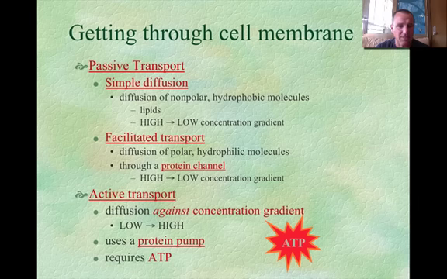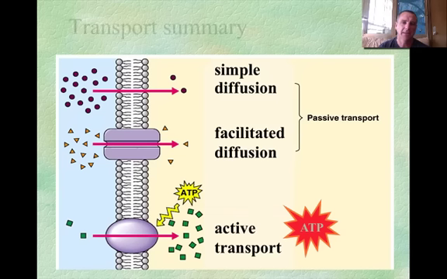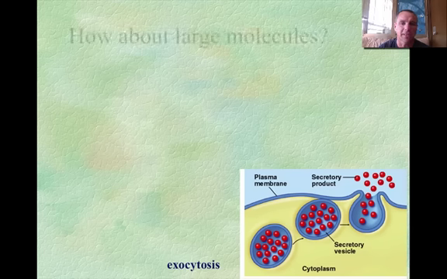The other one is active. It's going against the concentration gradient, and it's going to require some kind of protein pump, and it's going to need ATP. All right, so here are the different examples. Simple diffusion and facilitated diffusion are both passive types of transport, and the one where it moves across the protein pump and requires ATP is active.